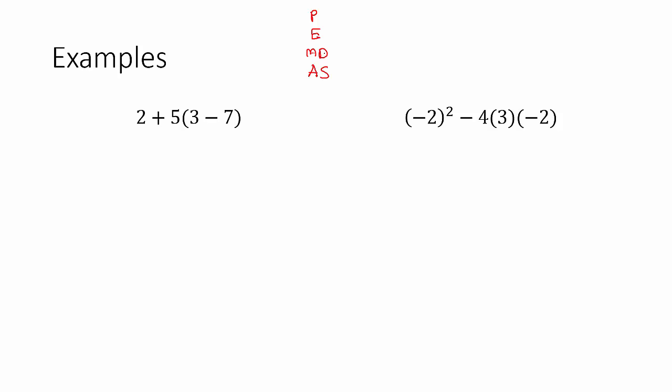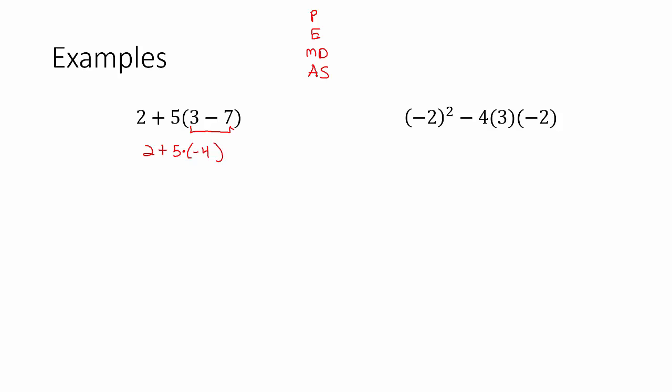So in this first example, 2 plus 5 times 3 minus 7. That 3 minus 7 being in parentheses needs to be done first. Everything else remains the same. 2 plus 5 times, in parentheses, 3 minus 7 is negative 4. Now, because the 5 is next to the parentheses, we assume that means multiplication. Don't accidentally think that's subtraction. That actually means 5 times negative 4.